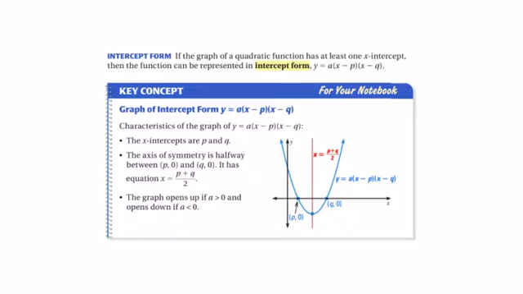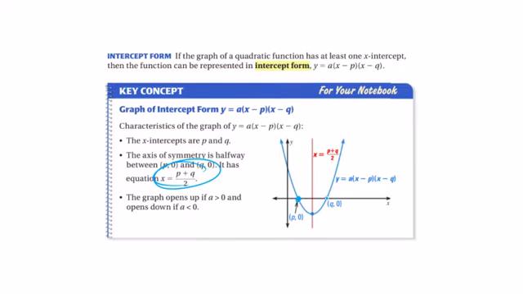Alright, here in intercept form, it is written a third way. y equals a times the quantity x minus p times the quantity x minus q. Here it's called intercept form because I'm given two x-intercepts. I'm given two points where my graph actually crosses the x-axis instead of vertex form where I was given the vertex. So here, the x-intercepts are p and q. So the very first thing I want to do is graph (p, 0) and (q, 0). And then my axis of symmetry is given by this formula.